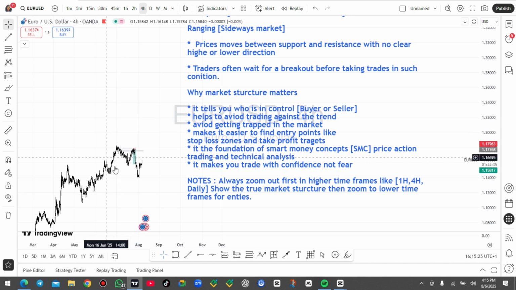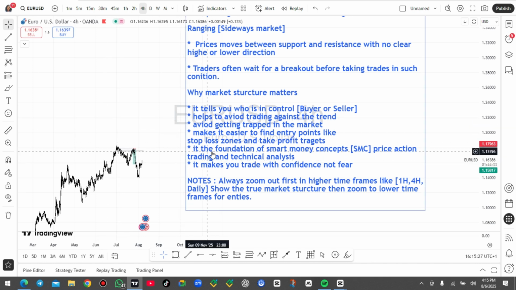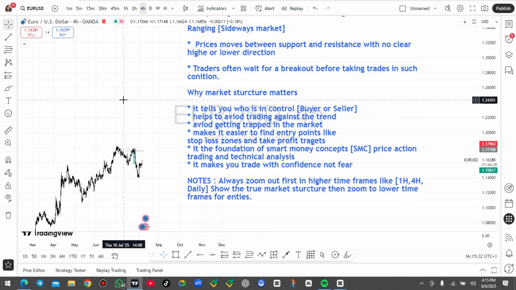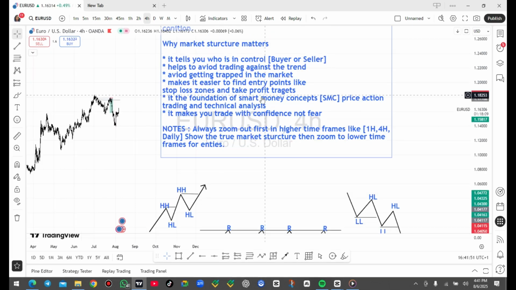And the next one says it's the foundation of smart money concept. When I started, a lot of people were like, why SMC and I'm bringing in market structure? Have you seen why market structure is very necessary? It is the foundation of smart money concept. If you understand market structure very well, trading SMC will be very easy for you.